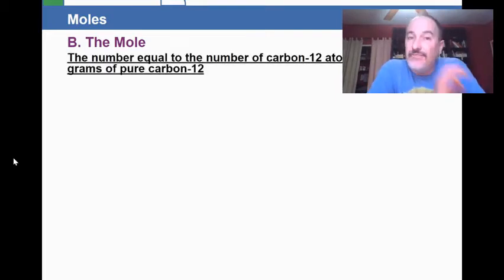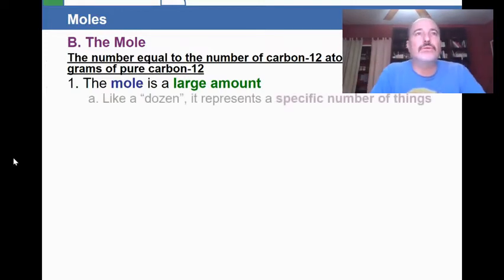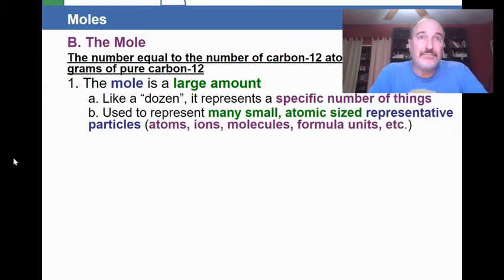Now, the mole is defined as the number equal to the number of carbon 12 atoms in exactly 12 grams of pure carbon 12. We'll get to what that really means. But basically, the mole is a really large number, all right? It's a very large number. Large enough so that you have enough atoms that you can actually deal with them in the real world, okay? Like the term dozen, it represents a specific number of things. Now, it is used to represent many small atomic-sized representative particles.